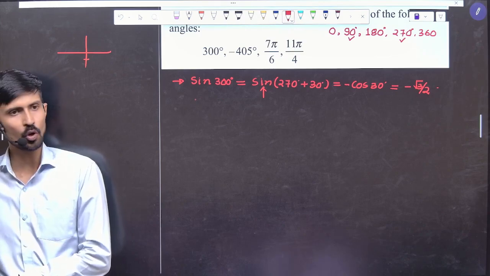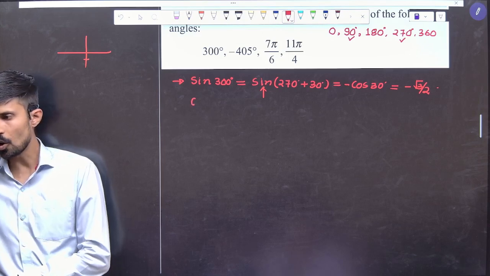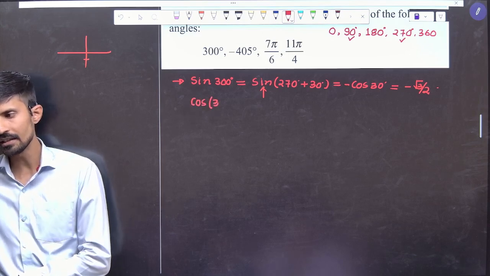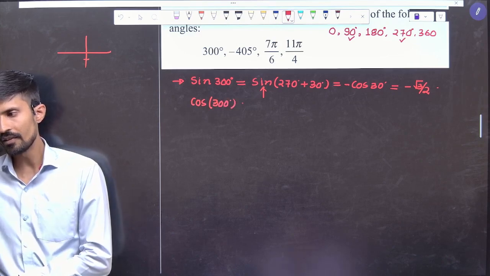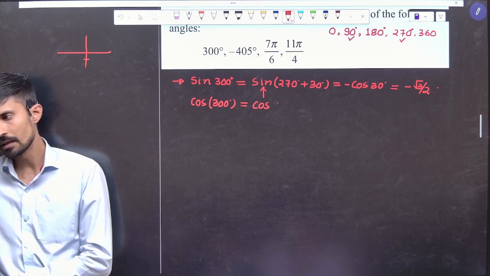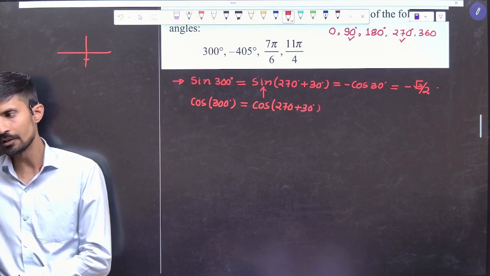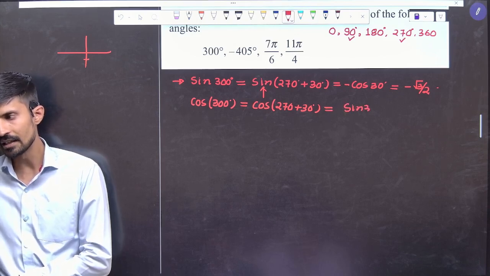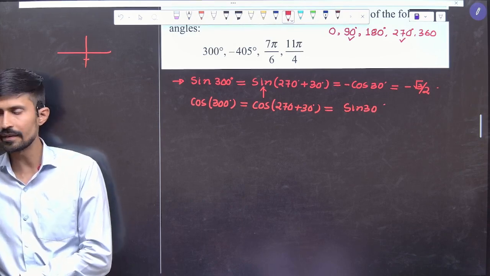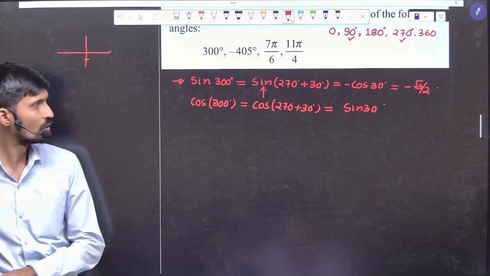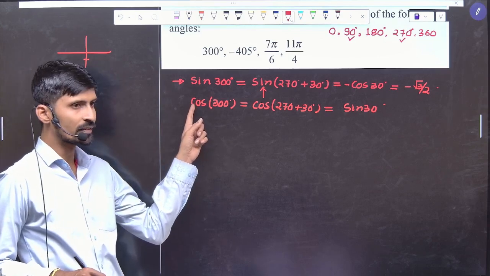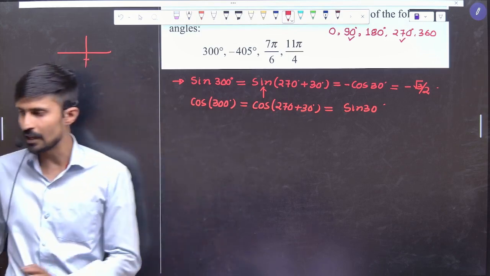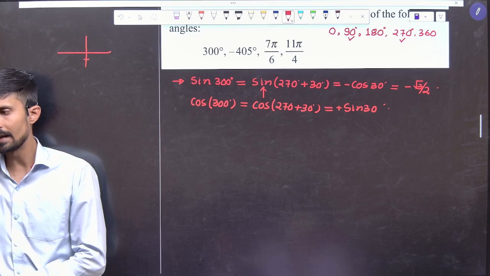Now we can do the same for cos also. So what we'll do for cos 300 degree? We'll write again cos 270 plus 30 degree. For 270 degree, what will happen? Name will change, sine 30 degree. And 270 plus 30, which quadrant? Third or fourth? Fourth. Cos is positive or negative? So simple, that will be plus sine 30 and that value will be 1 by 2.